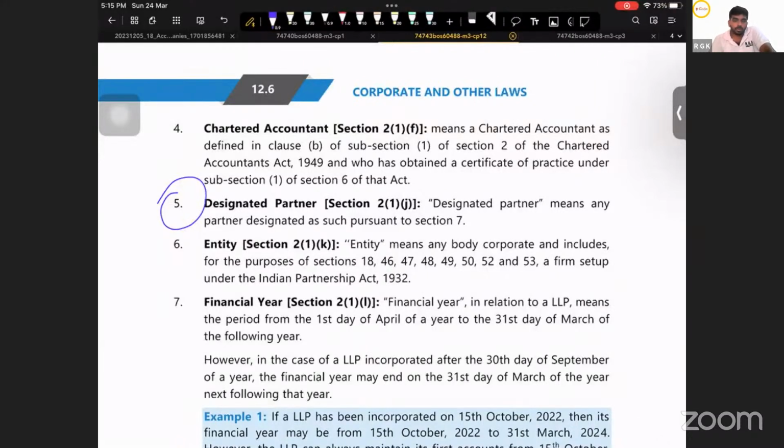Next important definition is designated partner. Designated partner is important because sometimes there will be a question which asks whether designated partner should be a partner in LLP. The answer is there in the definition. Definition clearly says designated partner means any partner designated as such. Any partner designated. So first, he must be a partner. Only if he is a partner can he become a designated partner, otherwise he cannot. So the first requirement for a partner to become a designated partner is that he must be a partner. Important thing.